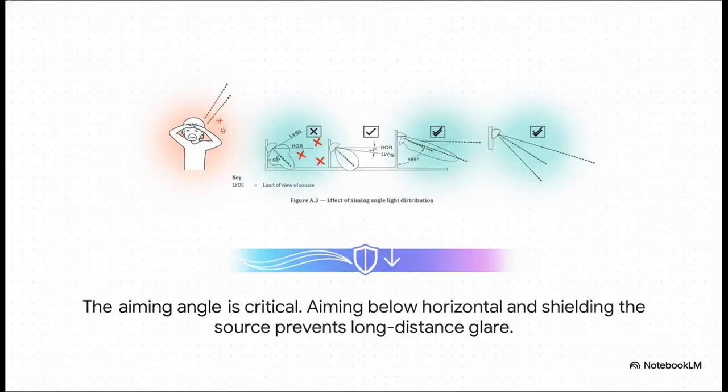Aiming is just as important as shielding. As this diagram shows, even a really good fixture can create terrible glare if it's aimed too high. A key technique here is to keep the main beam aimed below horizontal, ideally below 70 degrees, and make sure the bulb itself isn't directly visible from a distance.